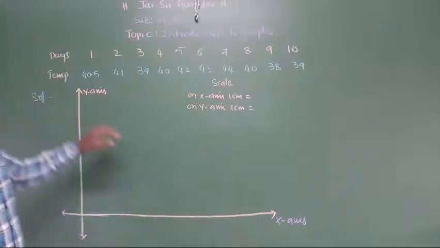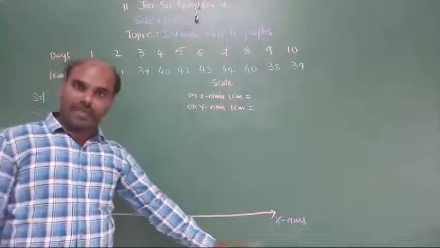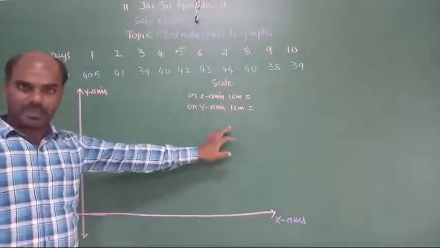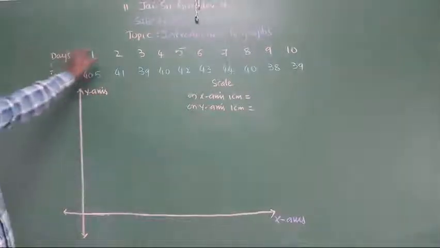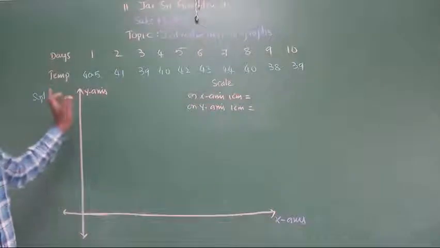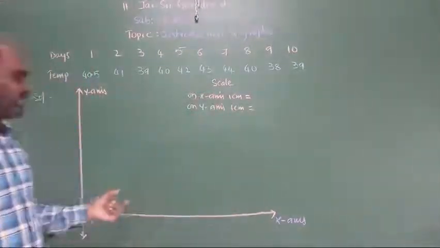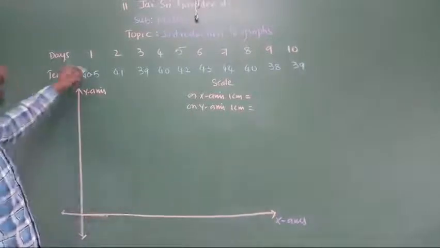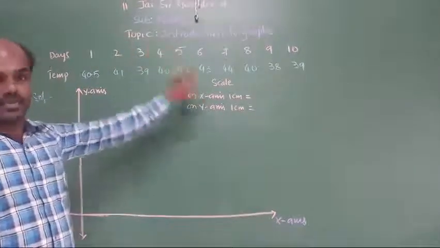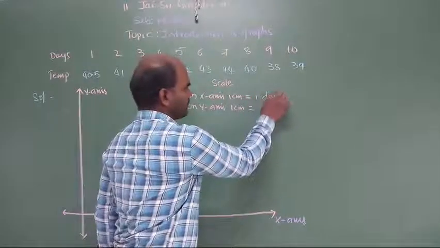Children, when you analyse the days and temperature, days we have to take on the x-axis and temperature we should take on the y-axis. Days start from 1, 2, 3, 4, 5 and so on up to 10. On the x-axis, how much should each 1 centimeter be? 1 centimeter we take as 1 day.